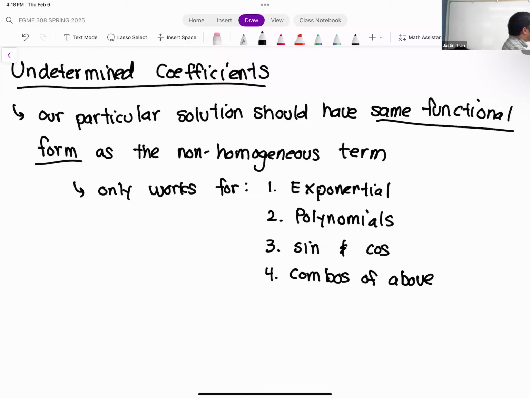So that's really all there is to undetermined coefficients. Whatever form your non-homogeneous term is, your particular solution is going to have that same form, with one caveat. The caveat is that even though it may have the same functional form, the coefficients in front of each term are unknown, right? And so you have to plug in to solve for them.